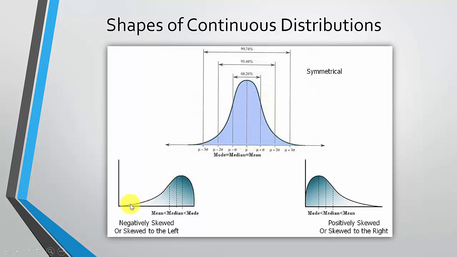Finally, the one on the bottom right is a positively skewed distribution, or what we call skewed to the right. As you can see, the mean is higher than the median, which in turn is higher than the mode. An example is the income figures in the United States, where the higher incomes are of the few in the population and the majority of the population will be on the lower end.